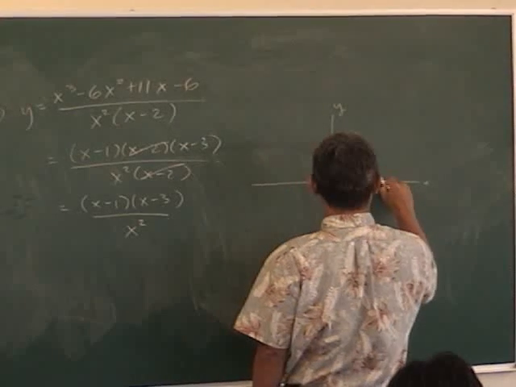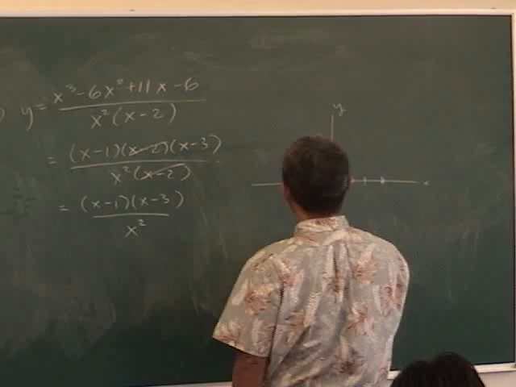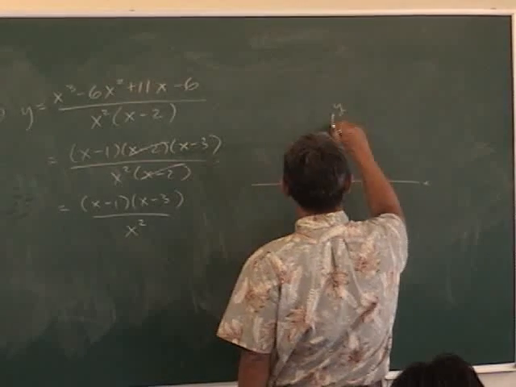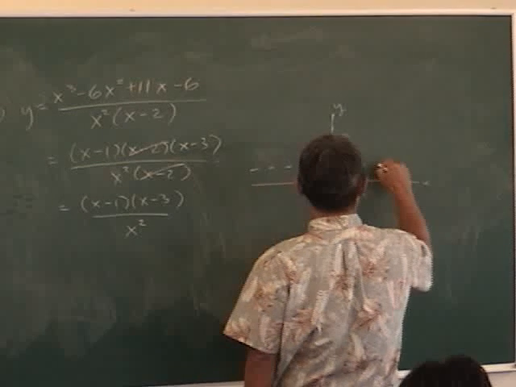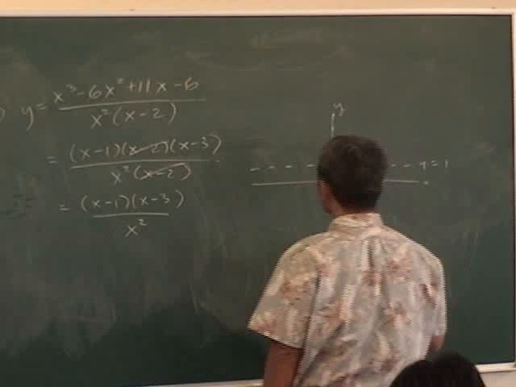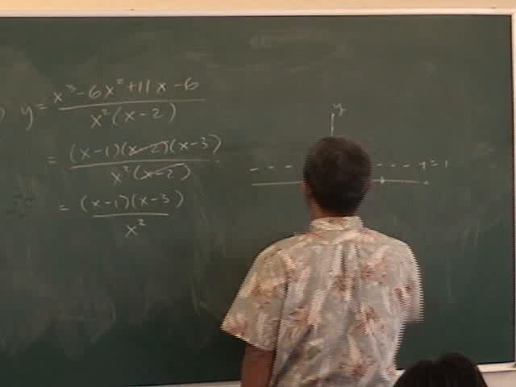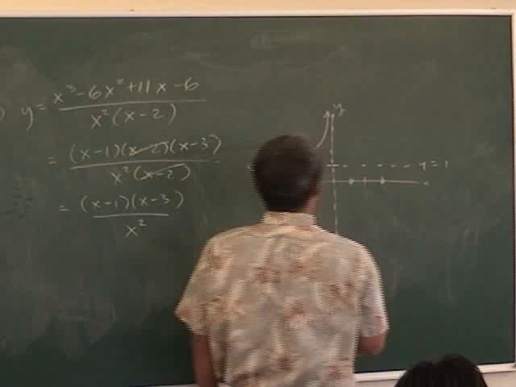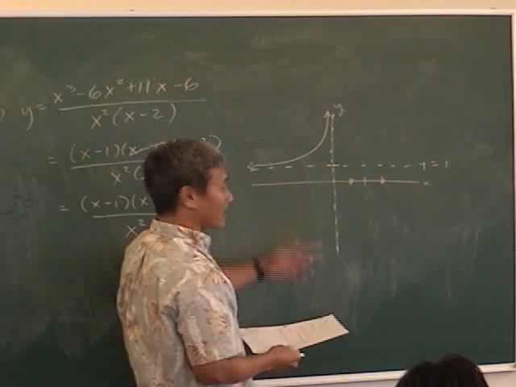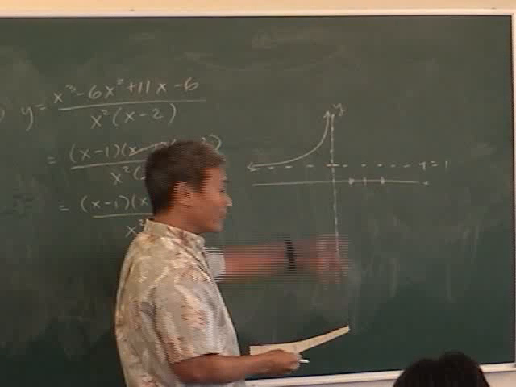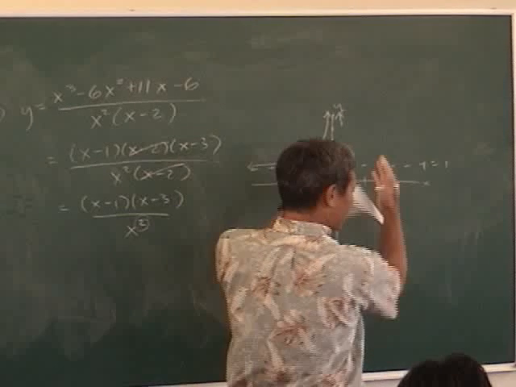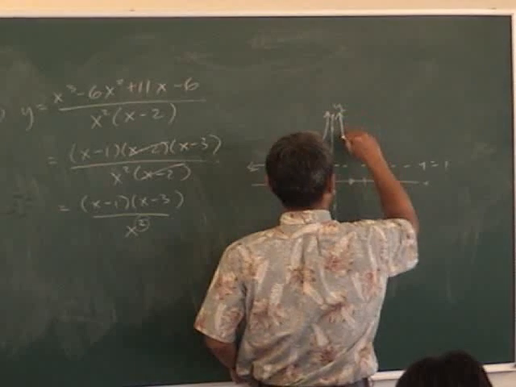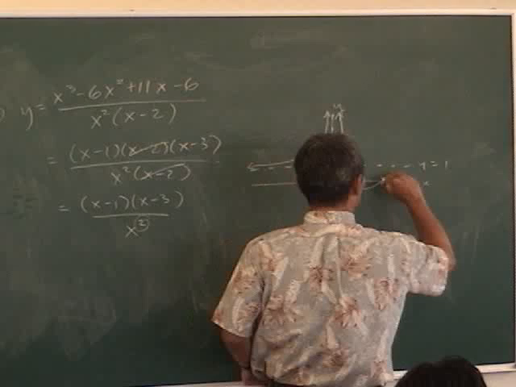X-intercepts 1 and 3. No y-intercept. Vertical asymptote is x equals 0, and the horizontal asymptote is y equals 1. So the graph has to be up here, because otherwise it would cross the x-axis. You guys do crazy stuff where you make it cross the x-axis when there's no x-intercept. Some of you even cross a vertical asymptote. Now it's going to be both up, because there's an even power there, so they both go the same way. And then you follow the asymptote.